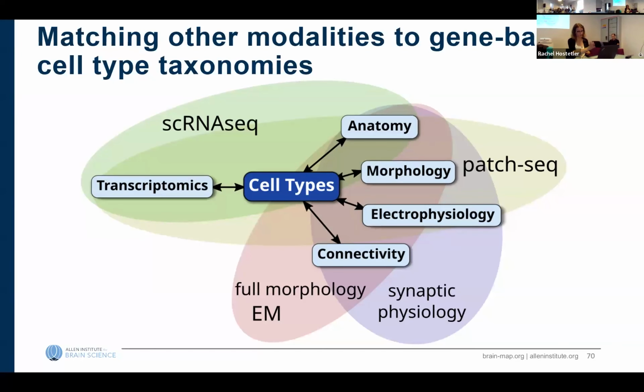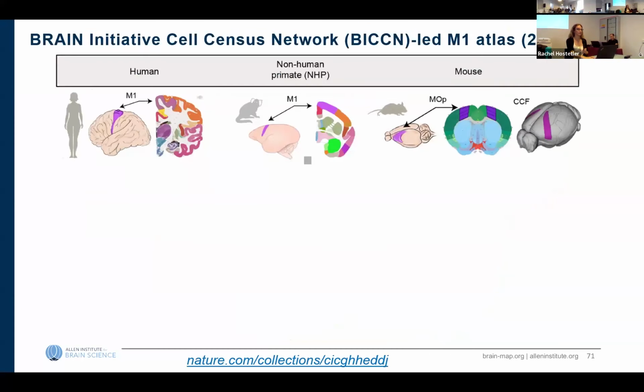And again, the taxonomies were created using transcriptomic data, but practically the experiments were also done on the mouse data and also some of the human data as well. So we do have some of that morphology and electrophysiological information to help characterize those cell types. And this was all done in the primary motor cortex.